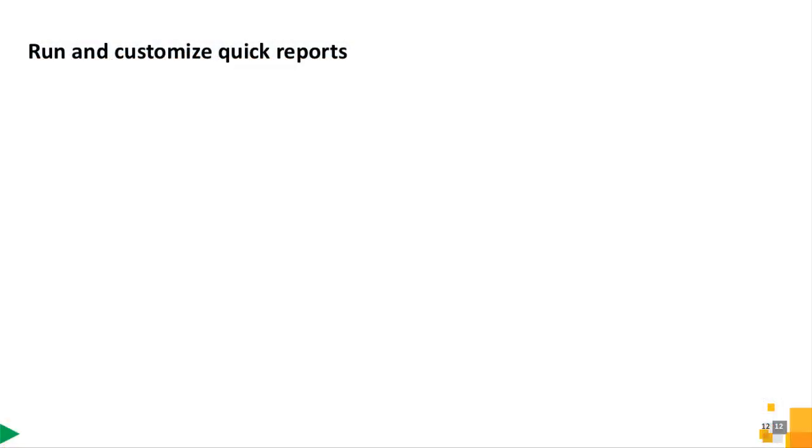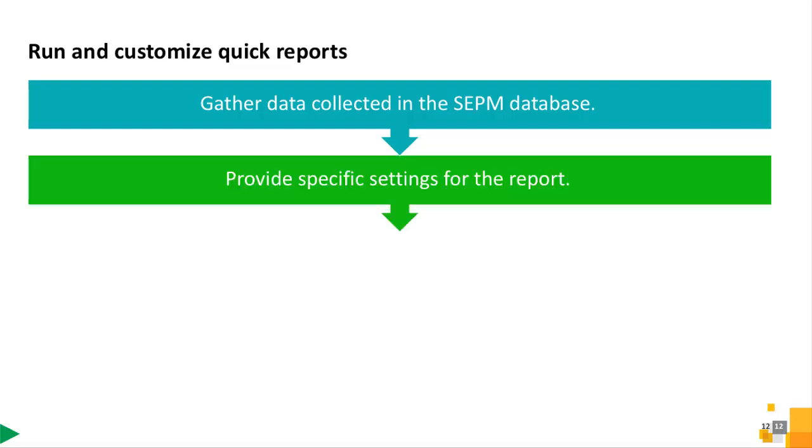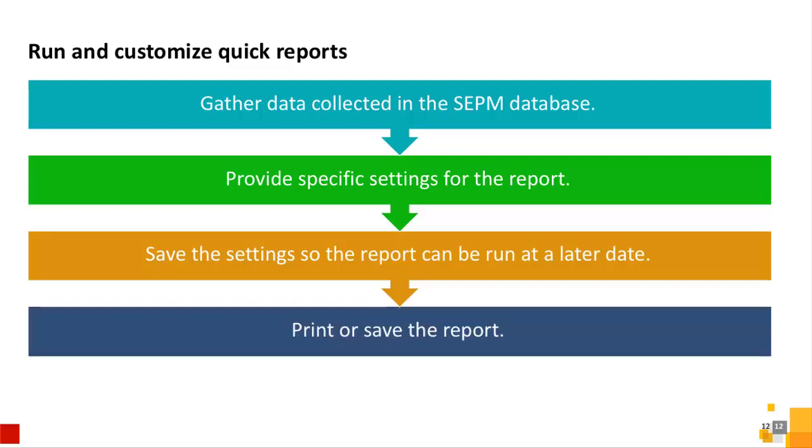Quick reports are predefined and customizable. These reports include event data collected from your management servers and the client computers that communicate with those servers. Quick reports provide information on events specific to the settings you configure for the report. You save the report settings so that you can run the same report at a later date, or you can print and save the report.